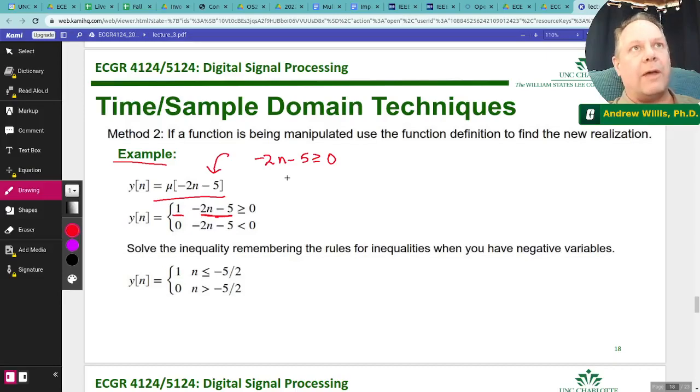So let's go ahead and do that operation suggested by Zach. I'm going to multiply by minus 1/2. When I multiply by minus 1/2, I get n plus 5 over 2, and the inequality flips. Right?